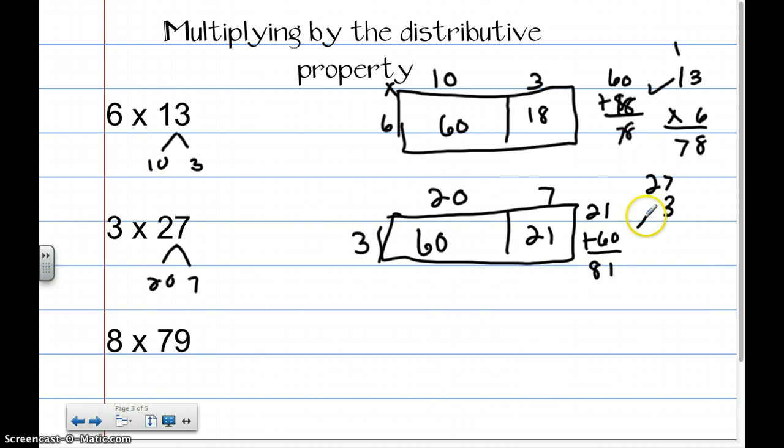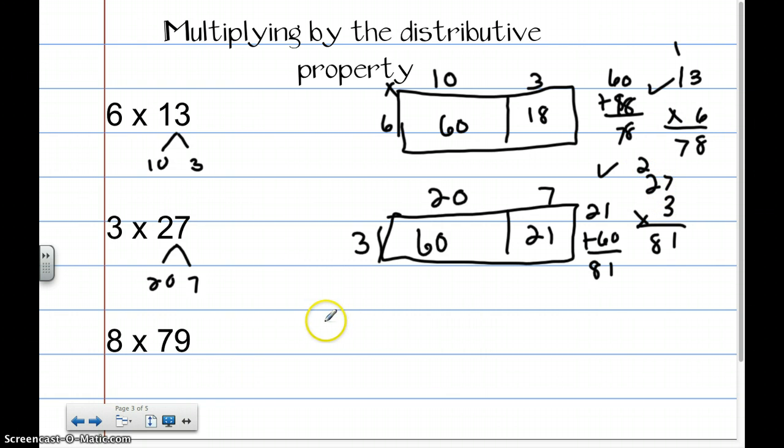27 times 3. I'm going to do ones place times the ones place. So 7 times 3 is 21. I'm going to carry this 2 up here, and then I'm going to do 3 times 2, which is 6, plus 2, which is 8, and my answers check. I add the 2 at the top because really what I'm doing is putting the 1 here and carrying the 2 up here. So I don't do 3 times 2 times 2, I do 3 times 2 plus 2.